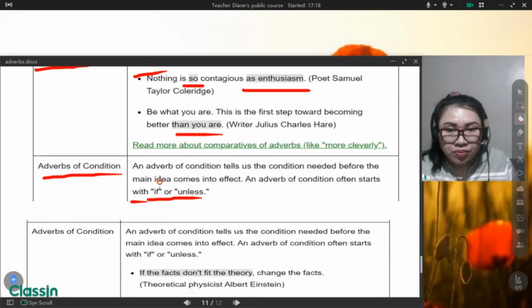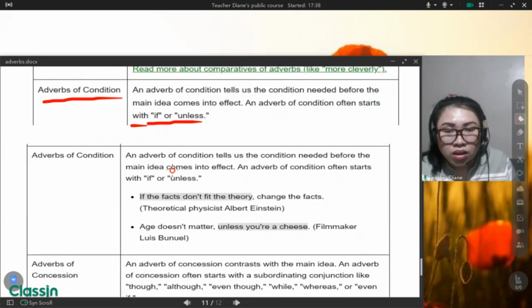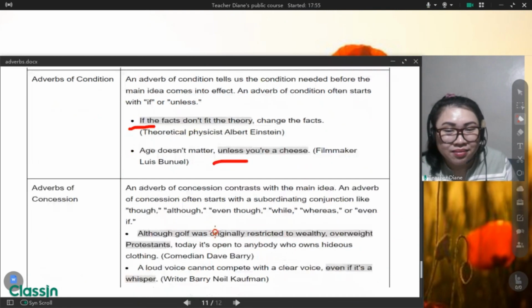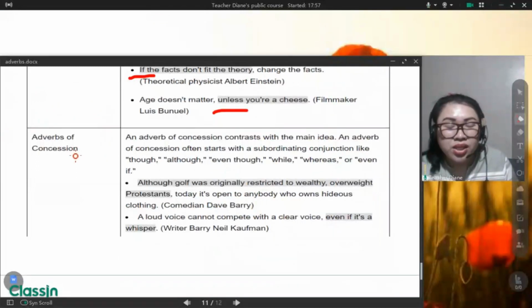The adverb of condition tells us the condition needed before the main idea comes into effect. An adverb of condition often starts with if or unless. Example: If the facts don't fit the theory, change the facts. Condition: if. The age doesn't matter unless you're a cheese. Unless. Condition. Now let's proceed to adverbs of concession.